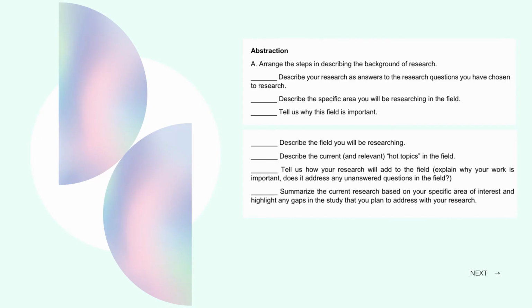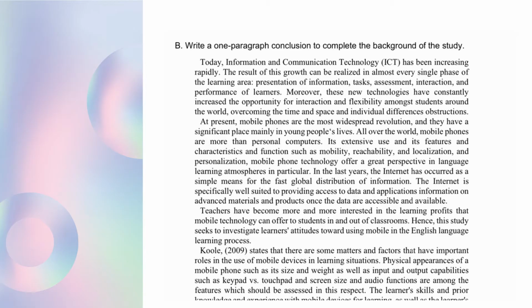In the abstraction A, try arranging the steps in describing the background of research. Number it 1 to 7. Part B, write a one-paragraph conclusion to complete the background of this study. After reading the sample background and coming up with a conclusion for this, for sure you will be even more familiarized on how a background of the study should be written.